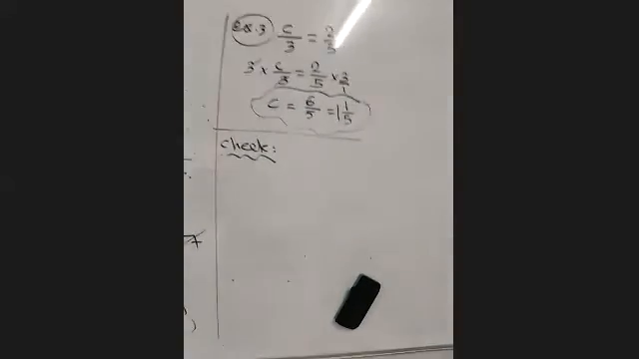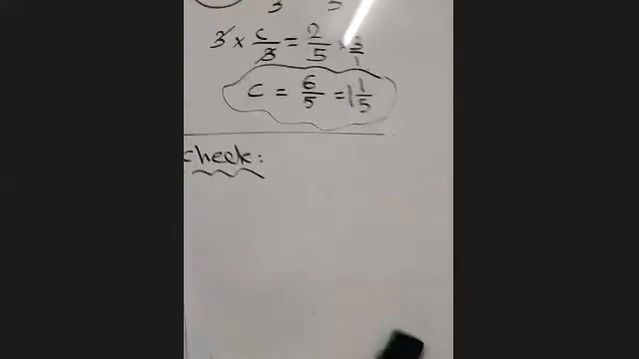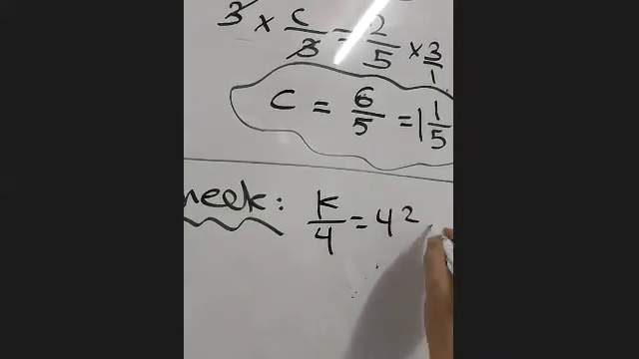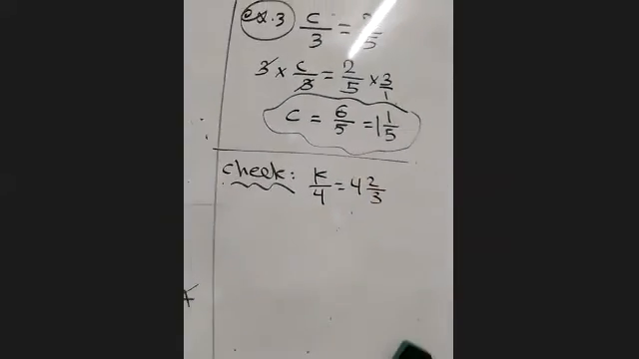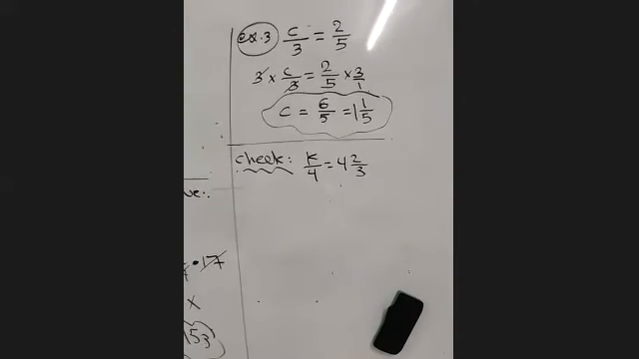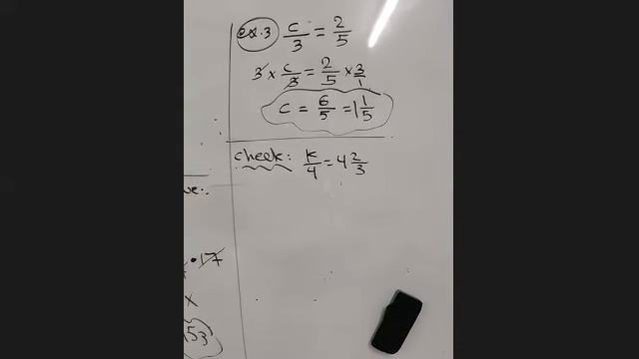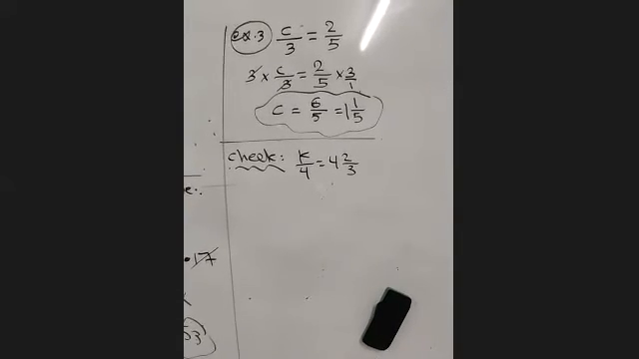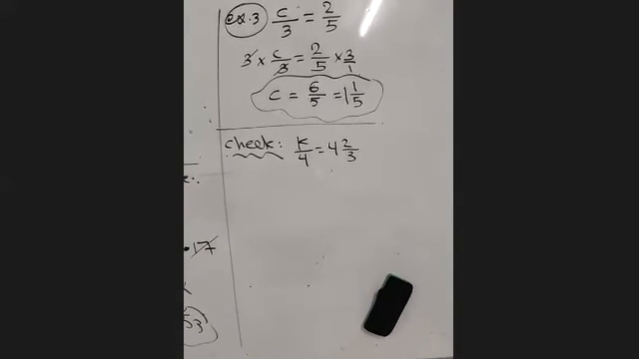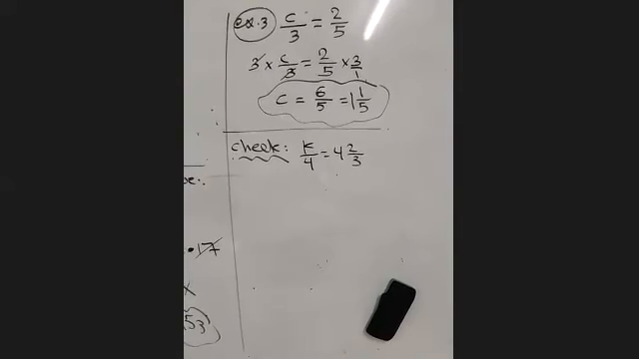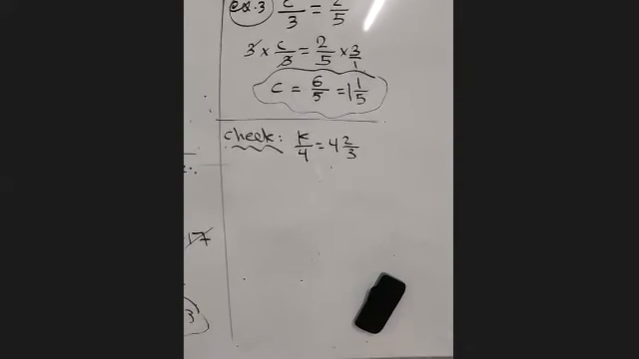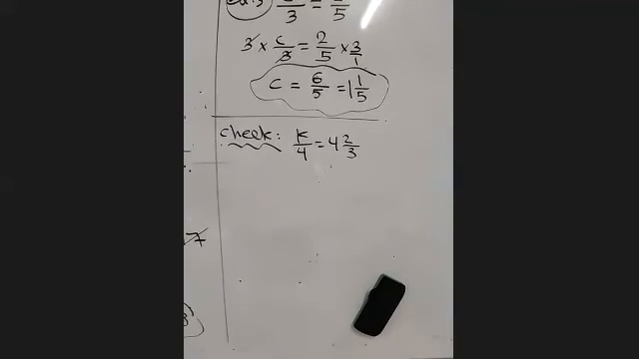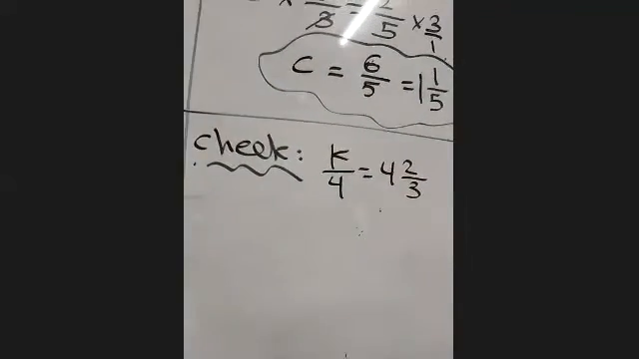Solve k over 4 equal 4 and 2/3. How we will solve this equation? Okay. Put divide in both sides and beside the line. Divide 4 and 2/3. We have division here. We make divide also.